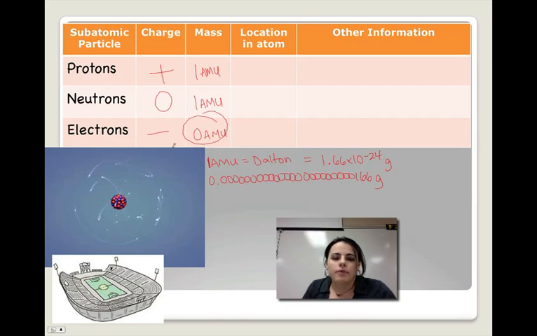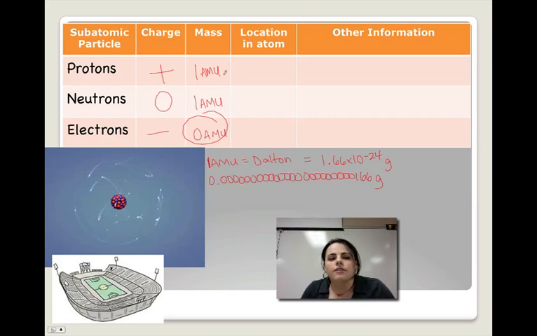Now, right here, this is kind of a lie. Okay. Electrons do have a mass, but it has more zeros out in front of it. It has like another 4 or 5 zeros out in front of it, which makes it even smaller. So it's so incredibly much smaller than protons and neutrons that we just say it's 0, even though it really does have a mass. It just doesn't really contribute to the mass of the atom. That's why we call it 0.